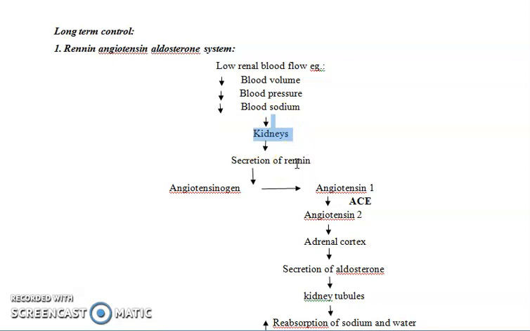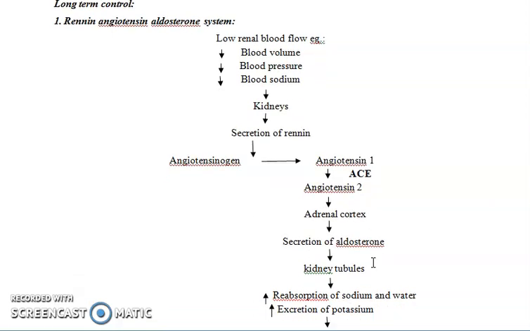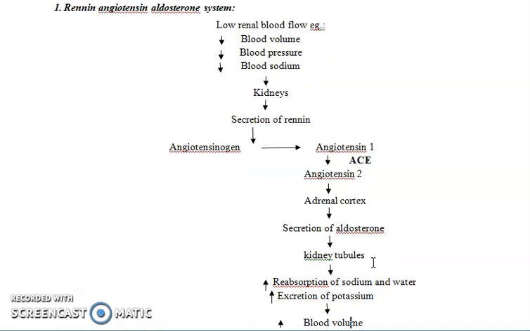And this renin converts angiotensinogen to angiotensin 1. And this angiotensin 1, in the presence of an enzyme, that is angiotensin converting enzyme, will be converted to angiotensin 2, and angiotensin 2 will act upon the adrenal cortex. And the adrenal cortex causes secretion of aldosterone, and aldosterone will act upon kidney tubules, and so there will be increased reabsorption of sodium and water and increased excretion of potassium.